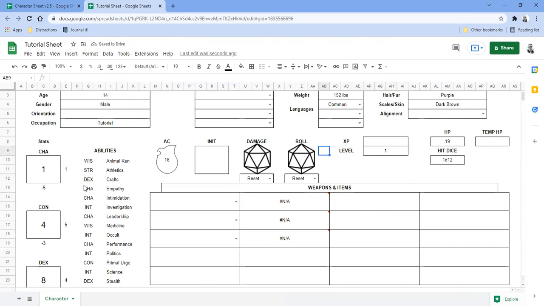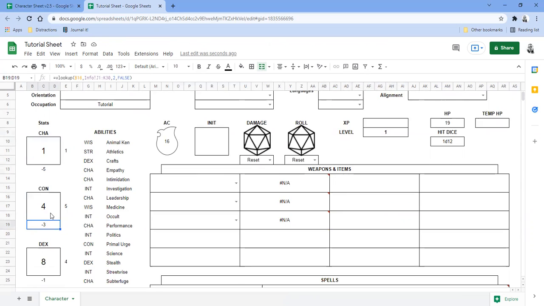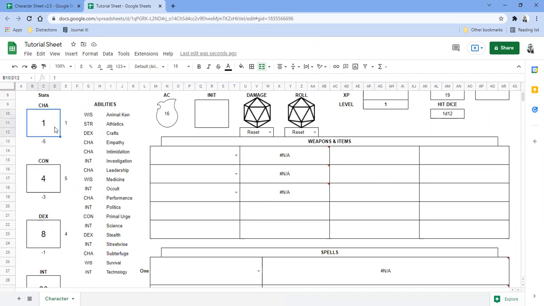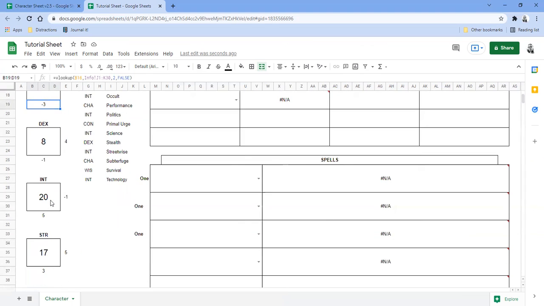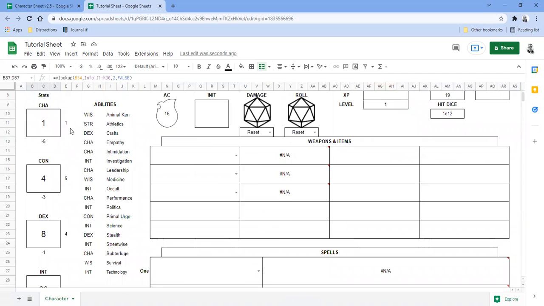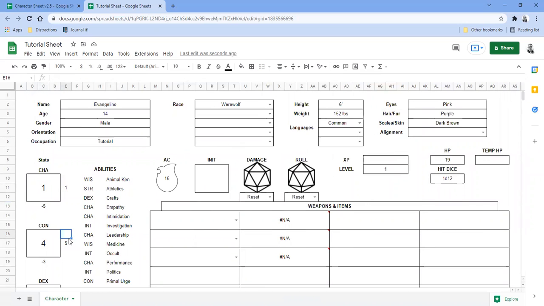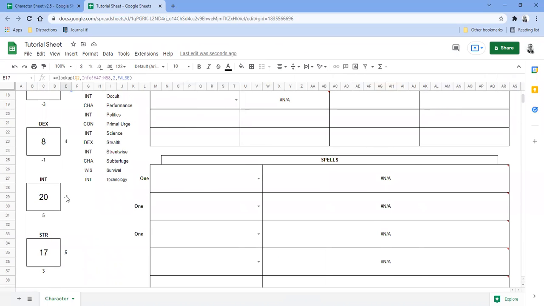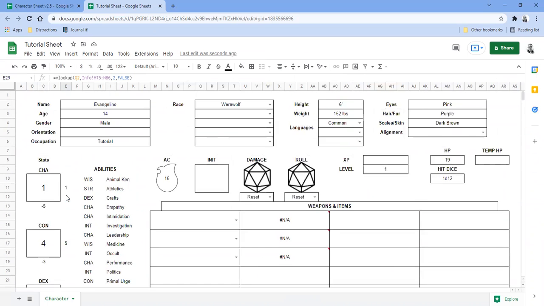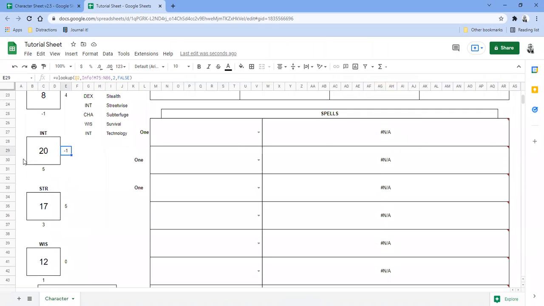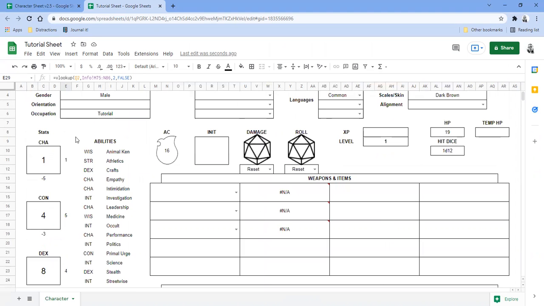Okay, so what do these little numbers mean? So each big number comes with a modifier. So what you can basically do is forget this number exists. What's really important is what generates here. So when you have a 1, you get a -5, 4 is a -3, 20, you get a +5, 17, you get a +3, anything like that. And these little numbers over here are your specific race's perks or disadvantages. So for instance, werewolves, doesn't matter what this is, they're going to have a -1 in this. And I'll explain that in a second.